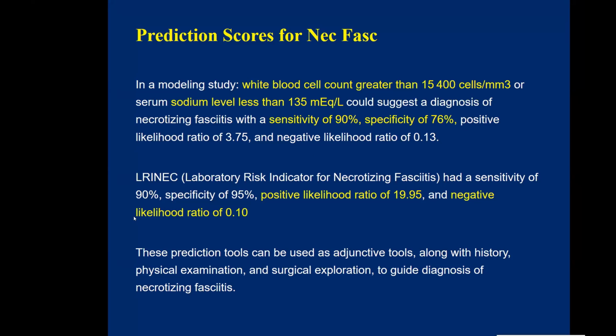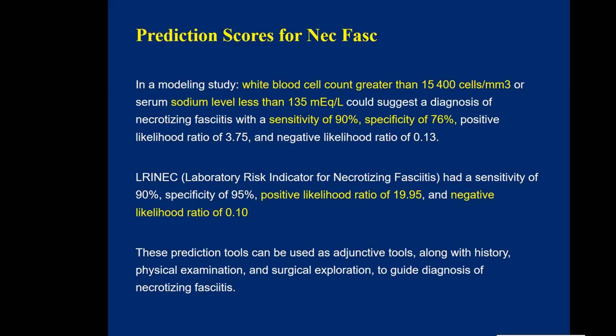And then someone mentioned in the chat the LRINEC, I think that's how you say it. So it's a score that has a lot of pointers. It has ESR, or the CRP, I'm sorry. And if you calculate it, it has a sensitivity of 90 and a good specificity. Positive likelihood ratio of 19 and a negative likelihood ratio of very low. So if you have a positive score, it doesn't mean that your patient has neck fash, but you should keep it in the back of your mind.